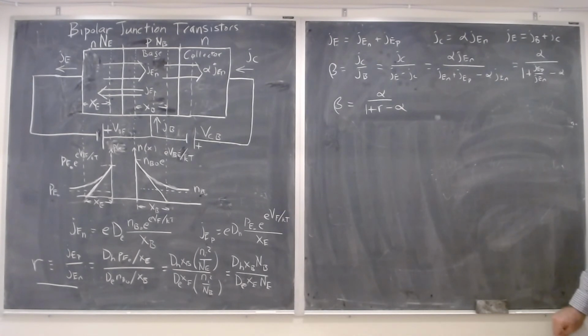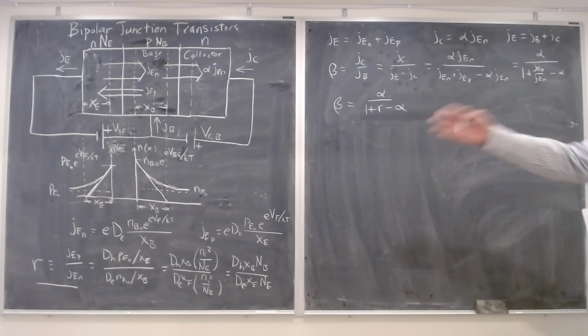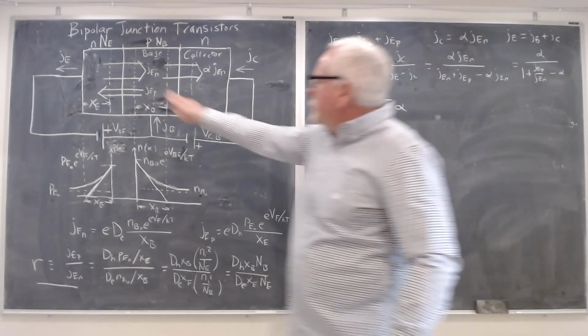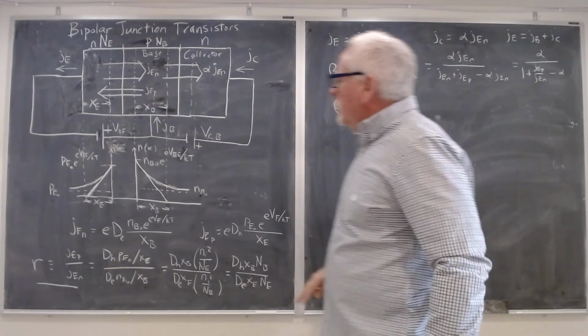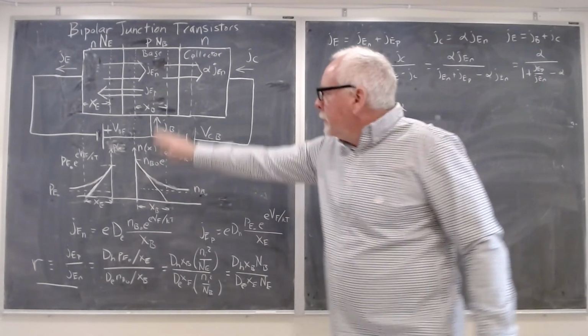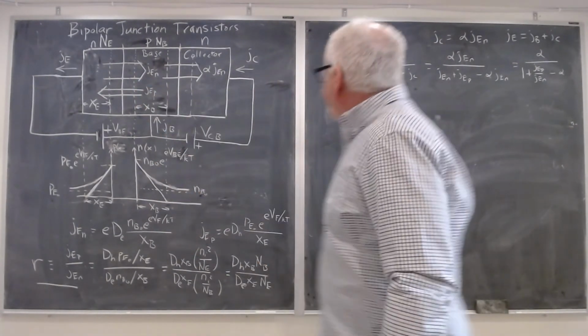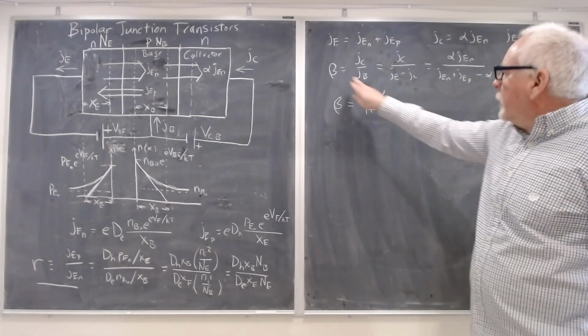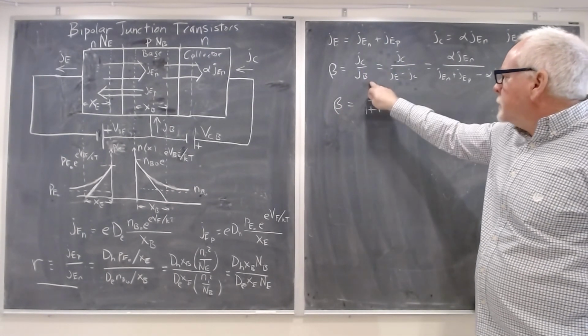And that's it. That's how I want you to learn this for now. So understand these current components, 1, 2, 3, and how to calculate them, particularly the ratio of these two, and how to calculate beta, the current gain, JC over JB.